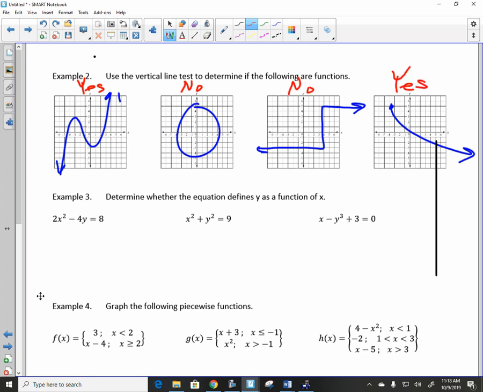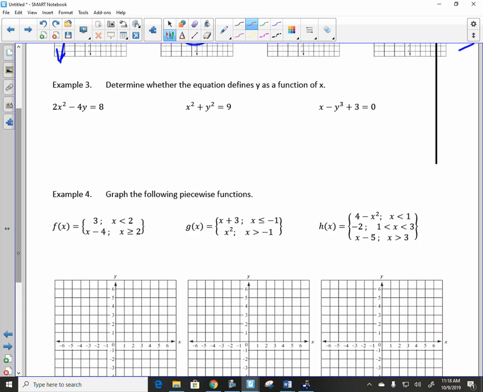Sometimes you don't actually have the graph, you have an equation. You want to be able to determine, is this equation a function of y in terms of x? How do we do that? Solve for y and see what happens. I have -4y is equal to -2x squared plus 8. Divide by -4, and we have y is equal to 1/2 x squared minus 2.